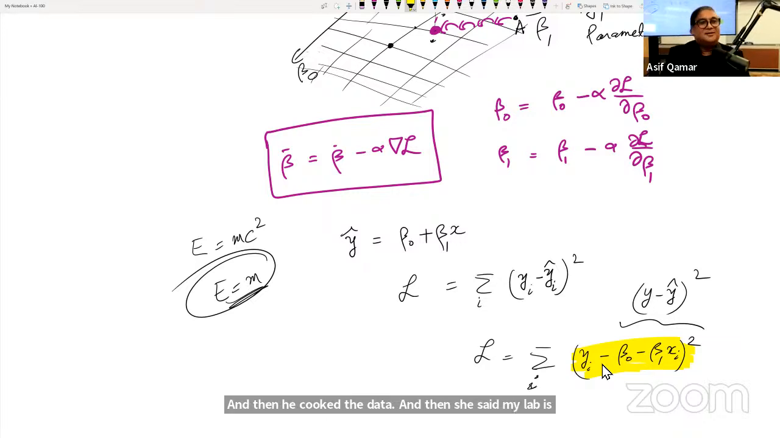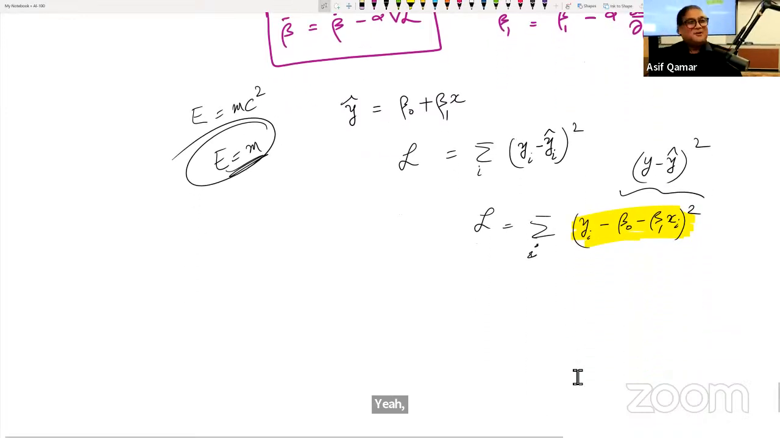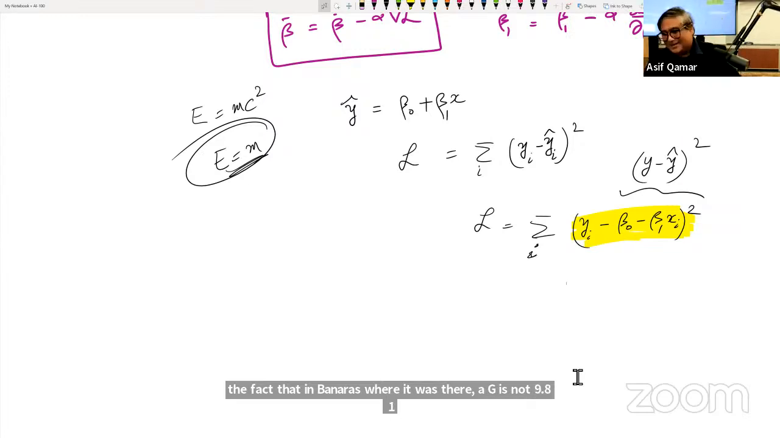So then even the lab technician, who was barely high school pass, told him, sir, this is not right. He asked, what's not right? It's right. Well, too good. And that was actually the problem. It also happens to be the fact that in Benares, G is not 9.81. You're not at sea level, you're not at the equator. It's different.